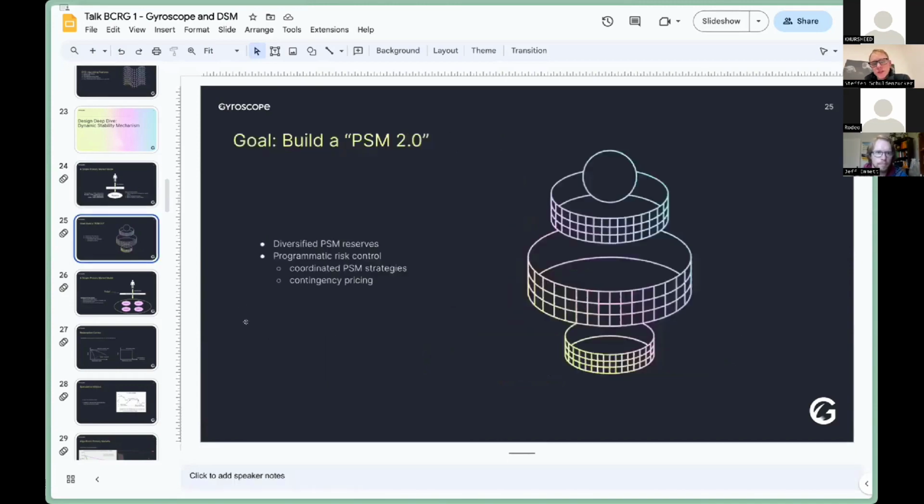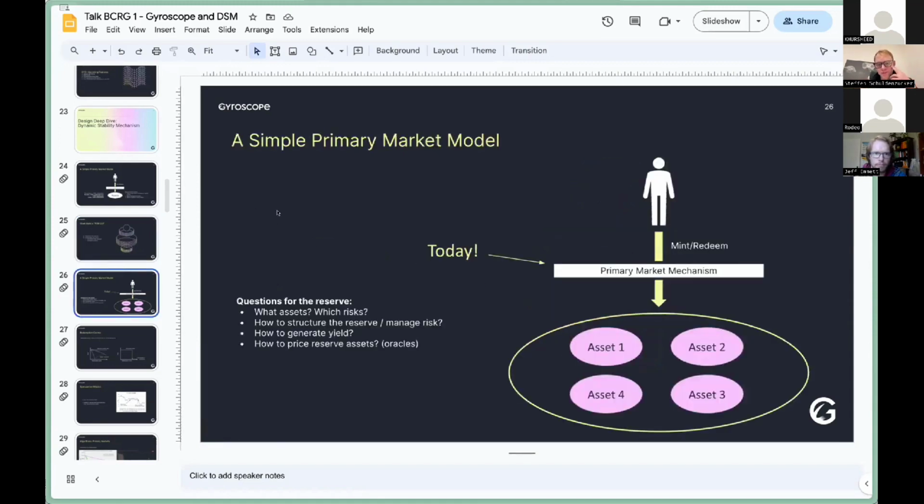Kind of the goal of this is we were looking at DAI and the peg stability mechanism, and in a way you can think about Gyroscope's diversified reserve as a peg stability mechanism 2.0, where the strategies in the different vaults or asset classes are coordinated with each other. We ensure reserve bounds and all these kinds of things. And then you also have a contingency pricing mechanism, which is what I'm going to talk about now.